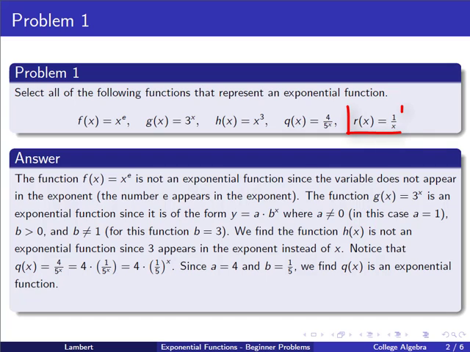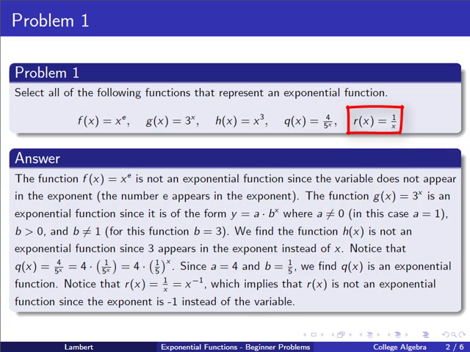Last but not least, we have r of x equals 1 over x. You might think it's of the same notation, but notice we have x to the negative 1, and since the negative 1 is in the exponent instead of the variable, it's not an exponential function.